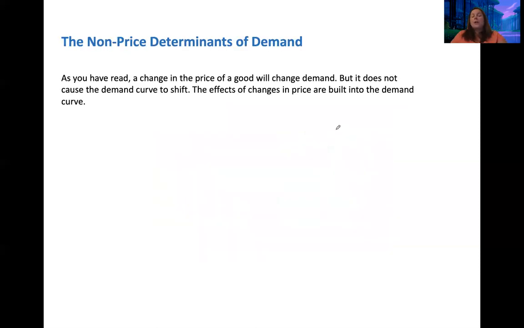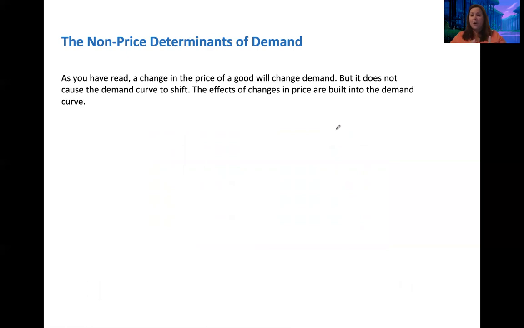Now, these non-price determinants of demand will cause a shift. And the rule of thumb is, ask yourself, is it a change in price? If the answer is yes, the graph doesn't change. You just move along the curve. If you say, is it a change in price? And the answer is no, it's something else, anything else, it's going to be a shift.